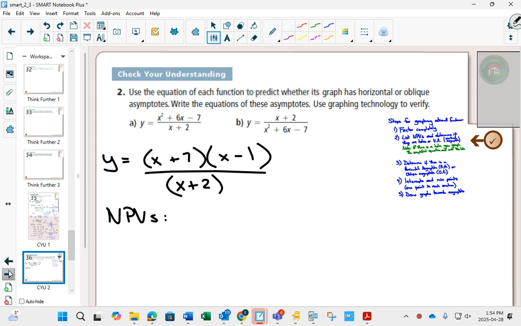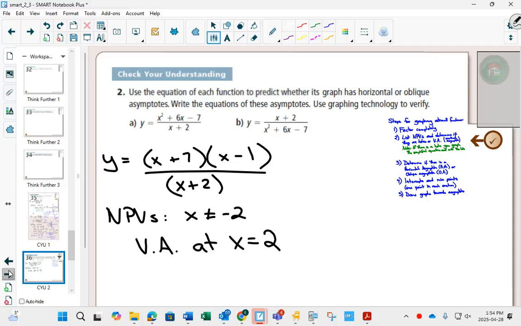Once we've factored, we write out our non-permissible values. Only what you're dividing by, because you're not allowed to divide by 0. So x can't equal negative 2. Does it cancel out? No. Since the non-permissible value doesn't cancel out, that tells us we'll have a vertical asymptote at x equals negative 2. So notice when we say the non-permissible value, we put the line through to say it can't equal that value. But when we write the equation of the asymptote, it's an equation. It has an equal sign.